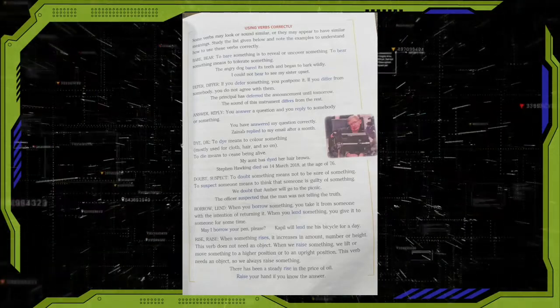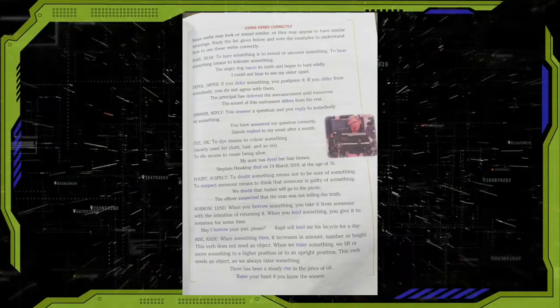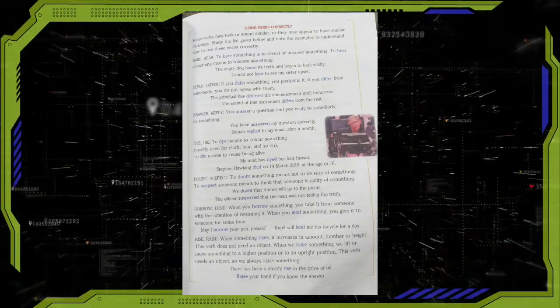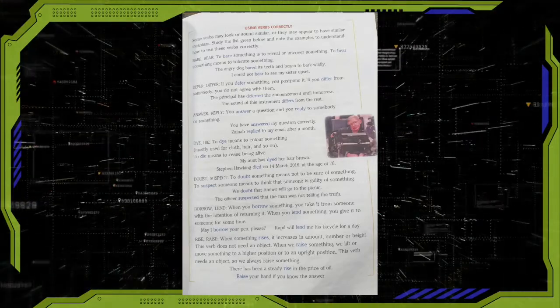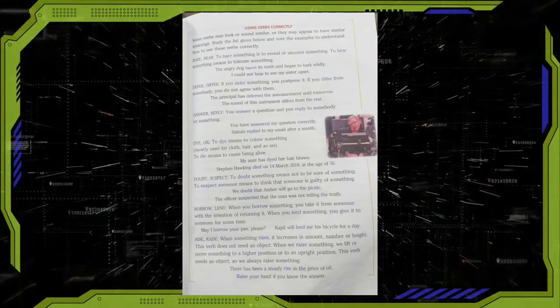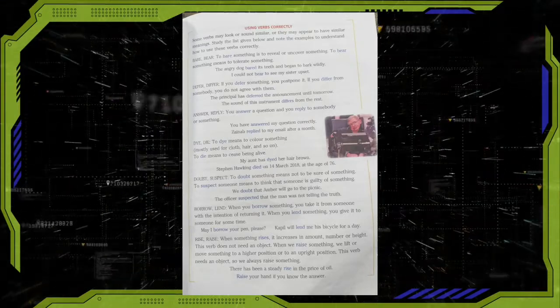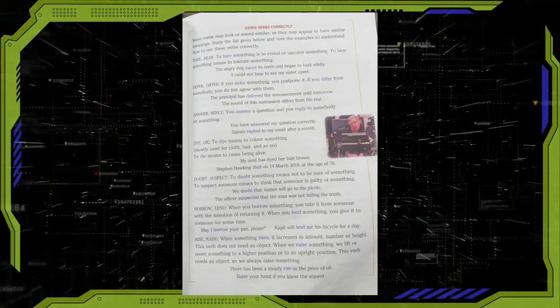Next example, doubt, suspect. To doubt something means not to be sure of something. To suspect someone means to think that someone is guilty of something. Example, we doubt that Amber will go to the picnic. The officer suspected that the man was not telling the truth.